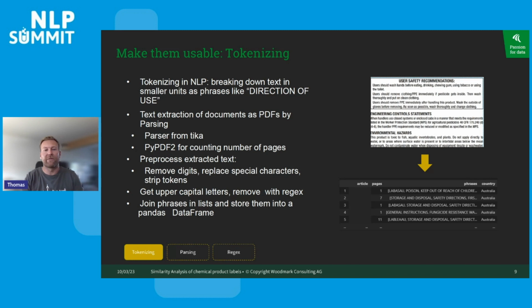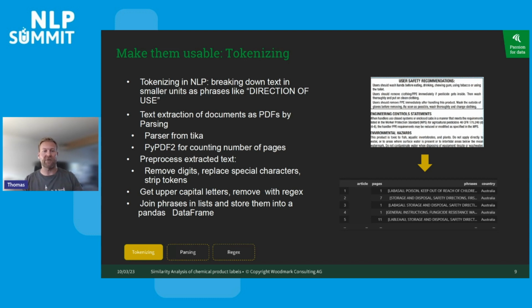And let's start with the first one. Let's make these product labels usable. In NLP, tokenizing stands for breaking down text into smaller units such as phrases, like we have seen: the direction of use, or on the upper right side you'd see the snippet user safety recommendation, or engineering control statements, environmental hazards.